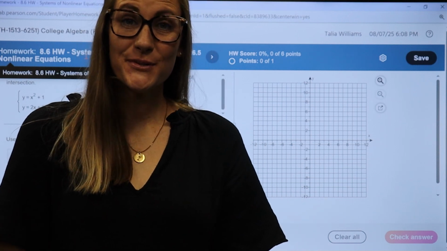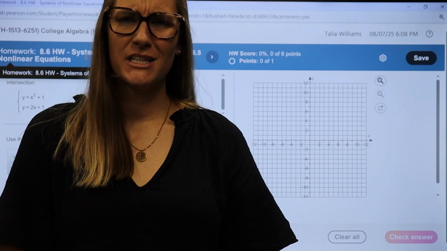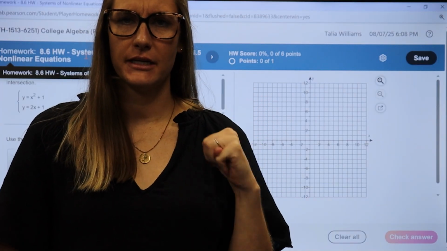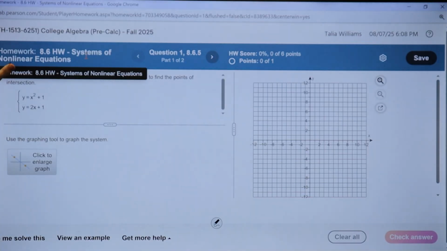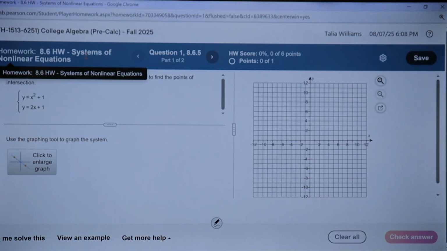So we're doing 8.6, systems of nonlinear equations. It's not always two nonlinear lines. It can be a nonlinear and a linear line. The thing on this lesson is that these can have more than one answer because this is a quadratic, x squared plus 1, and this is a line.